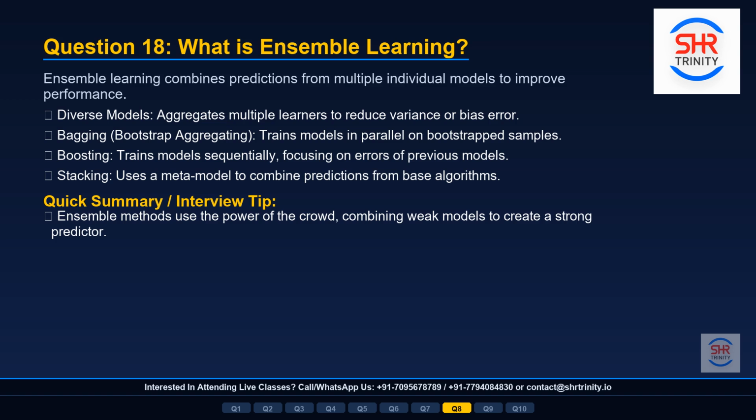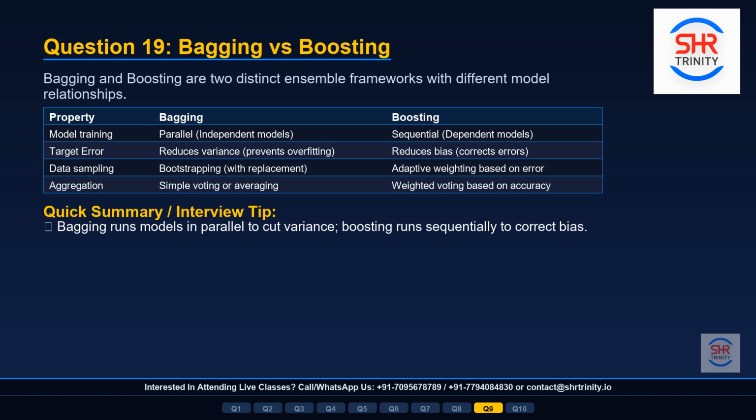Look at the comparison table on screen. In bagging, such as in a random forest, models are built in parallel, completely independent of each other. Each model is trained on a bootstrapped subset of the data, and their outputs are aggregated through simple voting or averaging. This reduces variance and prevents overfitting.